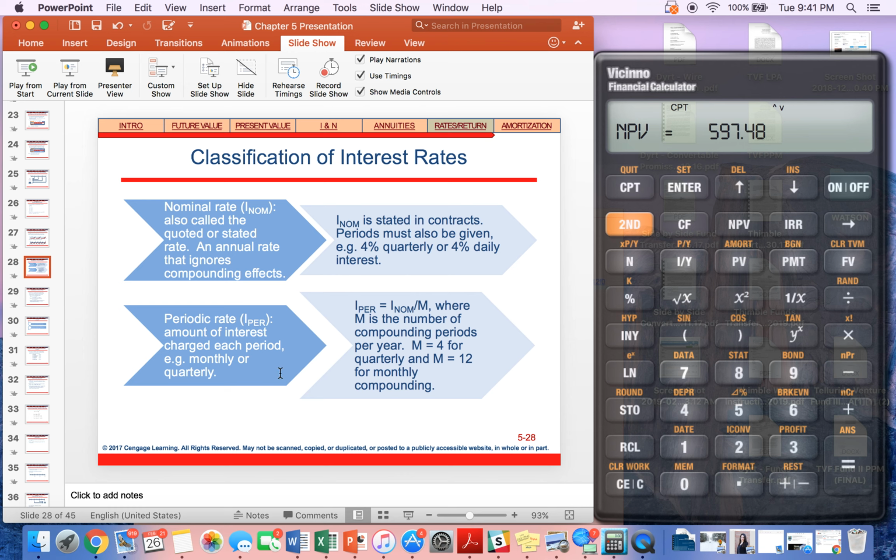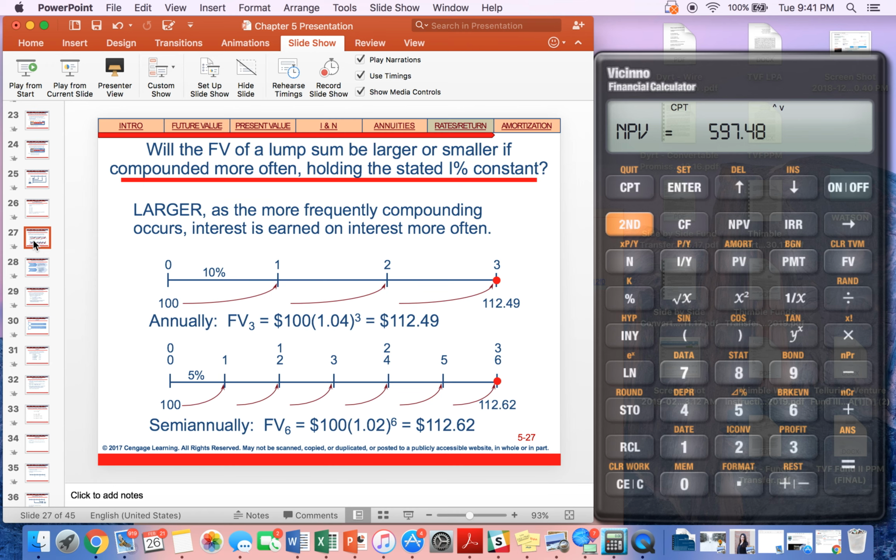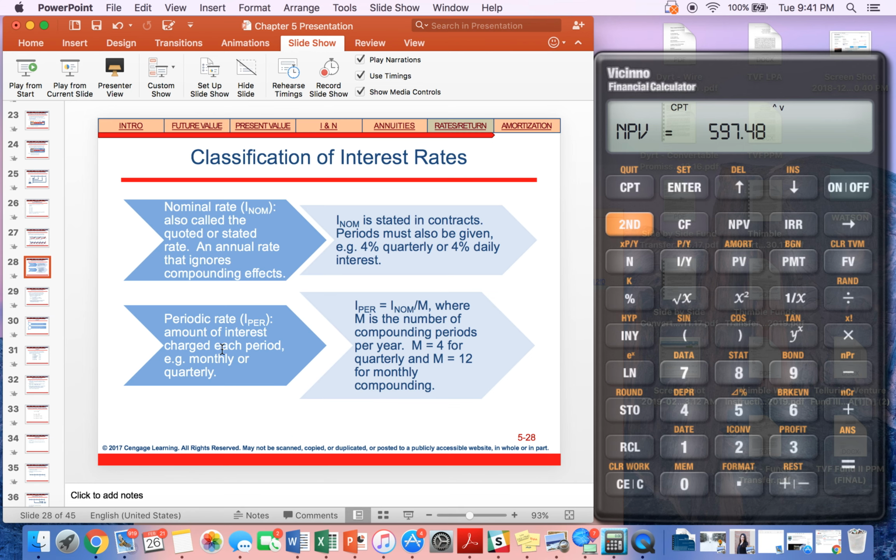The other term that you're going to start to see is what we call the periodic rate, and this is the amount of interest charged each period. So here in slide 27, I'm going to switch back. This 10% was our nominal rate that ignored compounding, and this 5% right here is what we call the periodic rate because it takes into effect compounding, okay?